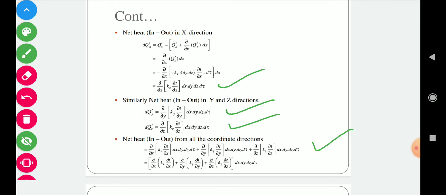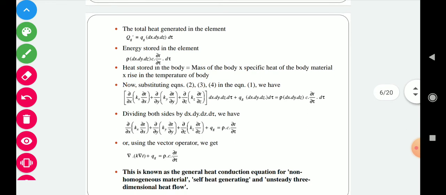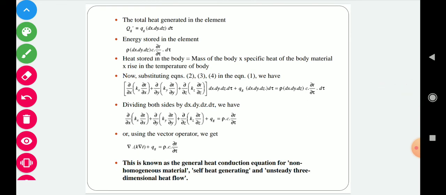Here dx, dy, dz and d tau are common terms, so we can take them out of the bracket, and finally we can write this equation in this form. And the remaining two terms are heat generation and heat storage.